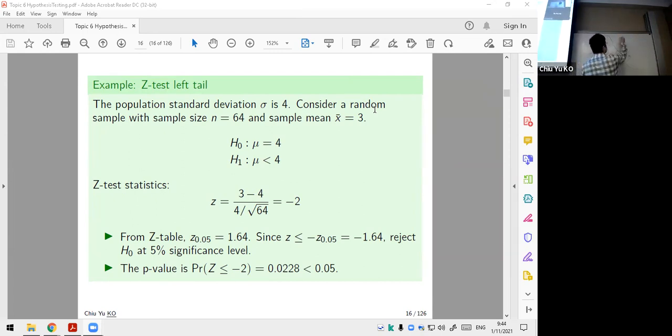Sigma is 4, and n is 64. Do note that the central limit theorem says it is approximate, right? So actually, the central limit theorem claims this directly. It's actually normal. This is what.